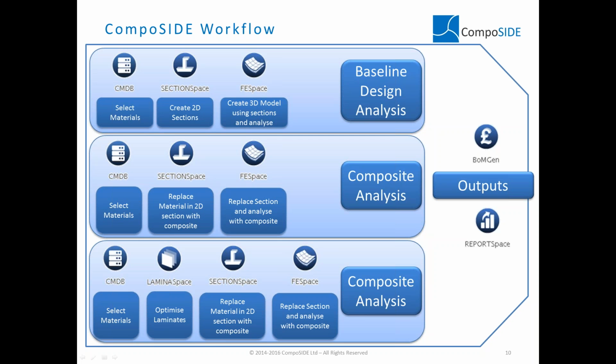As you can see from the bottom, almost exactly the same as the top one. We select our materials within CMDB. We then replace the material in the 2D section with composites, and then replace the section analyzed with composites. And then we get our weight and bill of materials. So let's jump into CompoSIDE again.